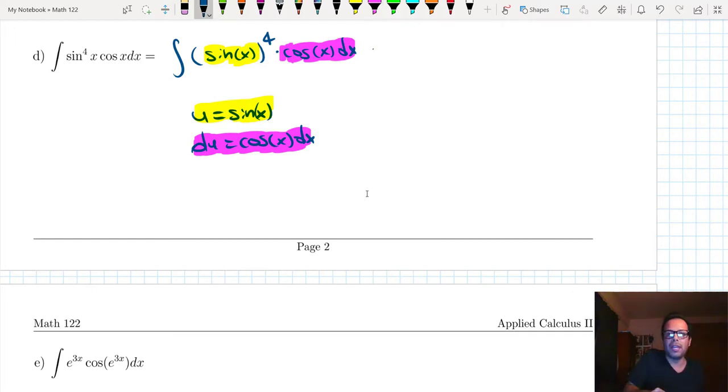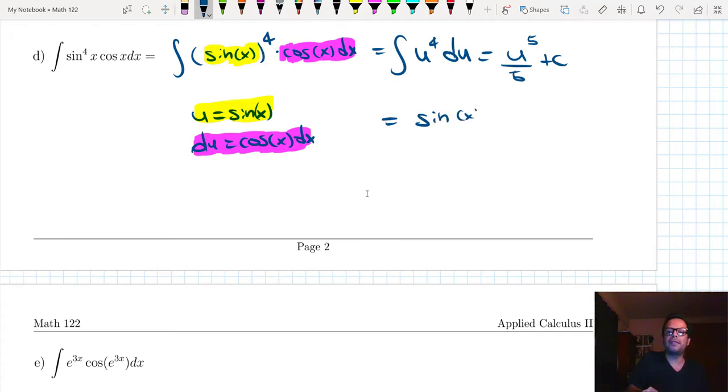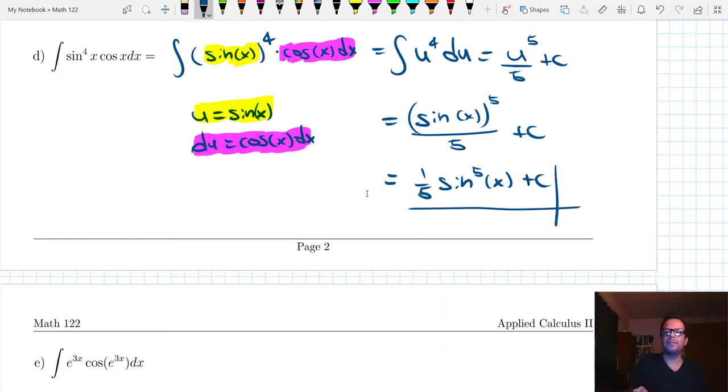So we're going to have the following: the integral of u to the 4th du, and this is just an application of the general power rule, u to the 5th divided by 5 plus c. Okay, so we need to go back and substitute for u. So in this case, we're going to have sine of x to the 5th power divided by 5 plus c, or 1/5 sine to the fifth of x plus c.